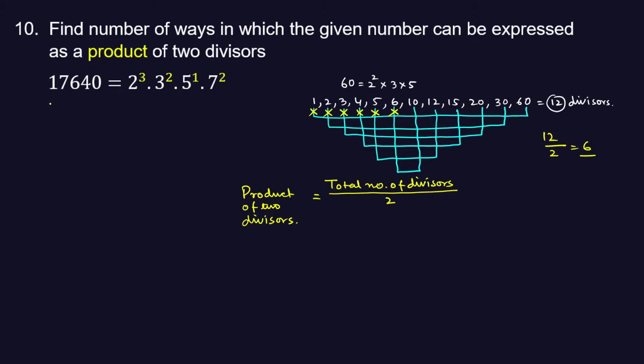In this case, the total number of divisors was 72. Let me just calculate once again. Total number of divisors will be 3 plus 1, 2 plus 1, 1 plus 1, and 2 plus 1 again. So it's coming like 4 into 3 into 2 into 3. So it is 72, right? So how many ways are there when this number can be expressed as a product of two divisors? It will be 72 divided by 2, that is 36. Am I correct or not?